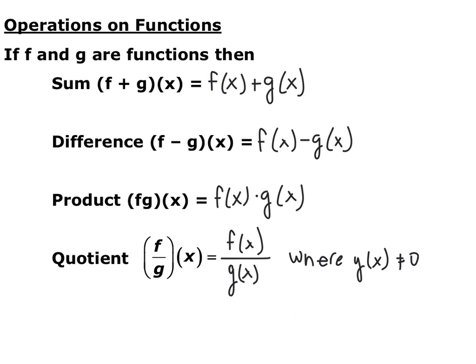Operations on functions. If you have 2 functions, f and g, then you can add them. You just add the 2 functions, combine like terms. You can subtract them, combine like terms. Make sure you distribute that negative all the way through the second one. You can multiply them. A lot of times you might need FOIL, some kind of distribution method. Or you can divide them as long as wherever g of x is not equal to 0.